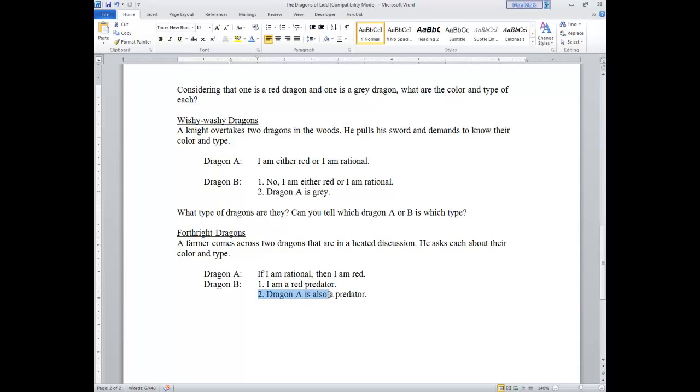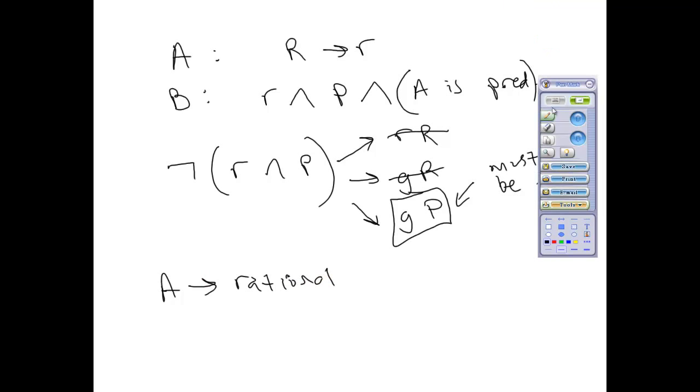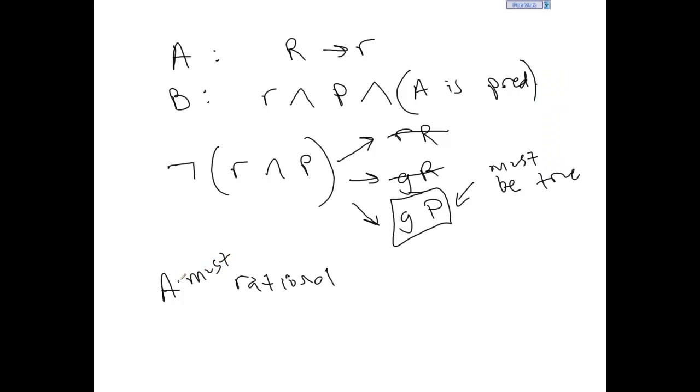Okay, so we now know that Dragon B is a predator. But then he says that Dragon A is also a predator. Well, since we know that Dragon B is a predator, we know that this statement must be false. That A cannot be a predator because then he would be honest about A, and we already know that Dragon B is not an honest dragon. So we are able to conclude that Dragon A must be rational. And I probably shouldn't use the arrow. I'm not trying to say if-then here. This is where you have to be careful with the arrow after you're introduced to that. A must be rational. Alright.